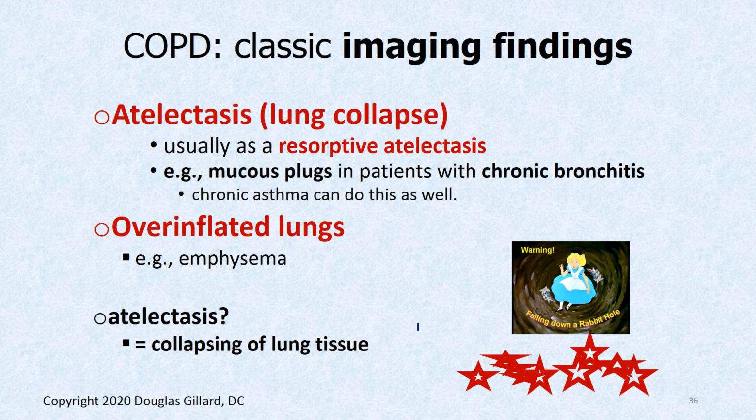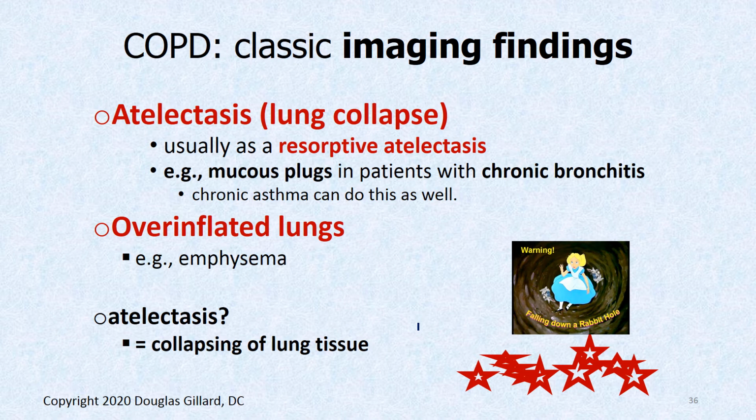What about some classic imaging findings? You'll get this again in more depth when you get into the soft tissue pathology classes. But you can definitely get an atelectasis, which is a collapsing of the lung. We've talked about that in lab. Usually it's a resorptive atelectasis from oversecretion of mucus, and the mucus has completely blocked off one of the bronchi, or a bronchus.